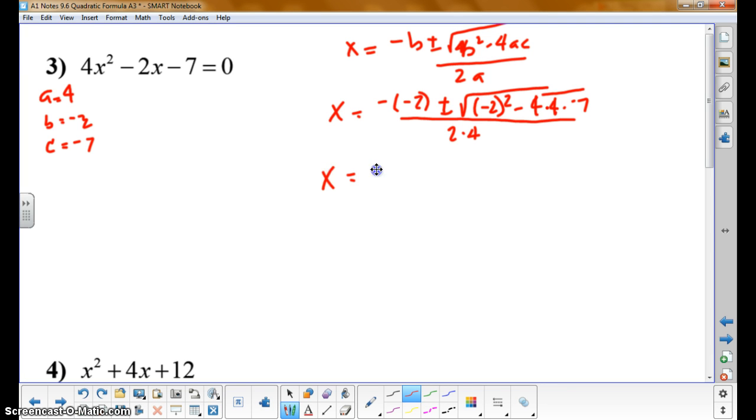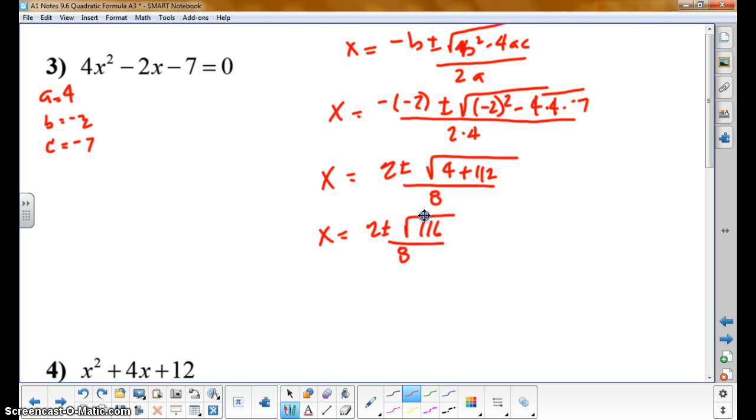Plug and chug. 2 plus or minus the square root, negative 2 squared is 4. 4 times 7 is a positive 112, and that is over 8. So x is 2 plus or minus the square root of 116 over 8. Since 116 is not a perfect square, I'm going to have you leave this just as it is. And your solution set you can write as 2 plus or minus the square root of 116 over 8.